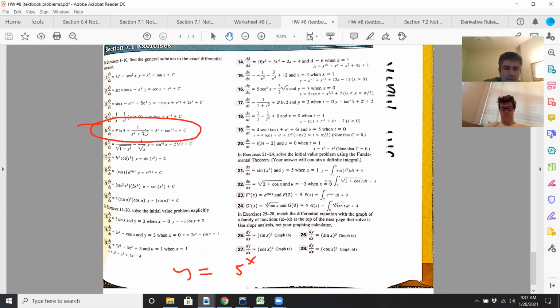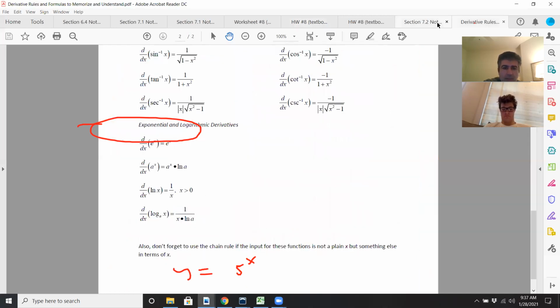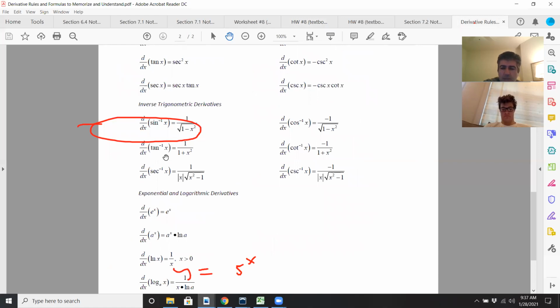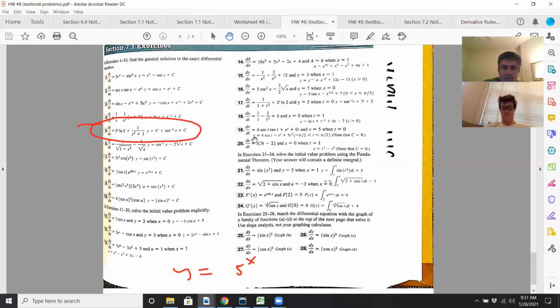And then you have 1 over x squared plus 1. So you just use your cheat sheet. When you see that, you assume it's just going to be inverse tan x. That's all. So easy peasy.